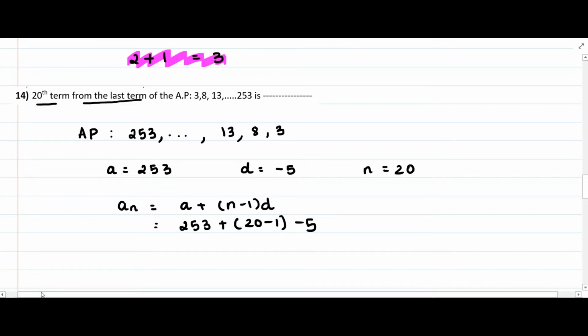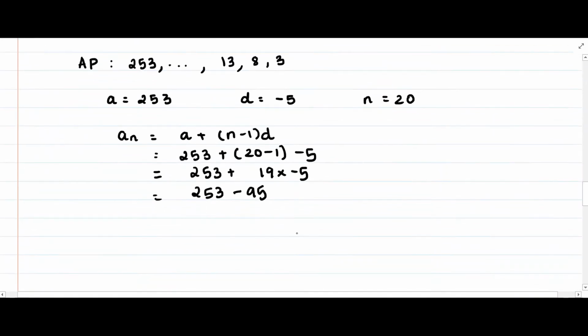Which is equal to 253 plus 19 into minus 5, which is equal to 253 minus 95. So do the subtraction and you will get the answer 158. Okay, so this is the required answer.